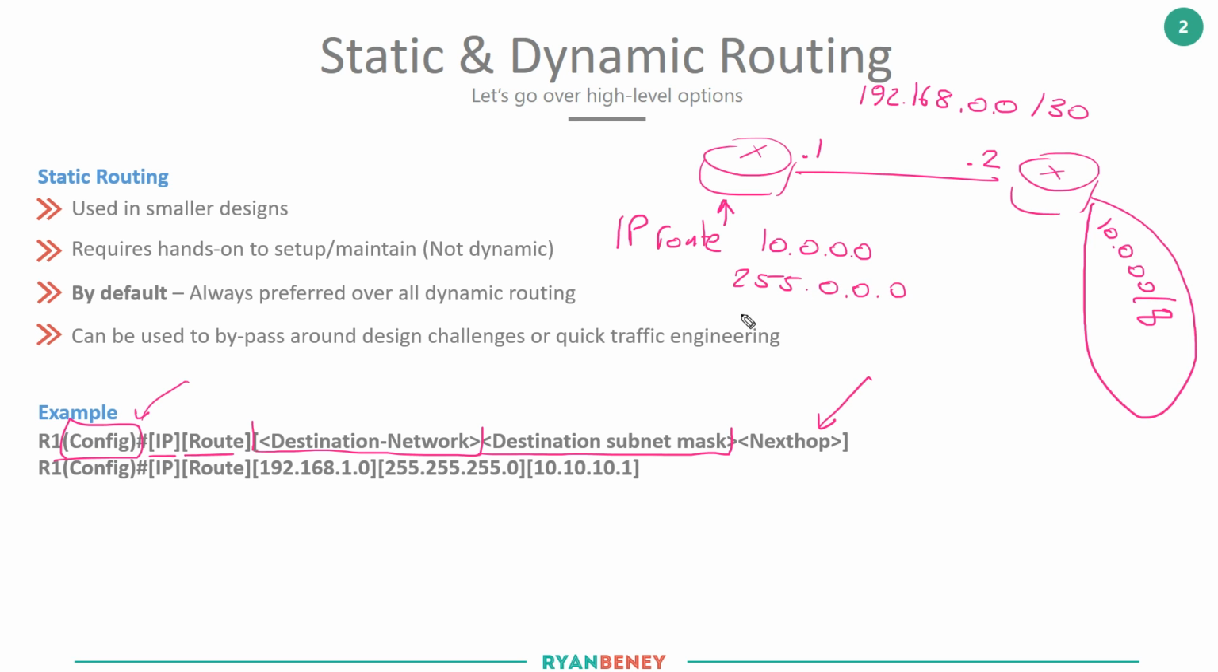10.0.0.0 255.0.0.0 with the next hop of 192.168.0.2. Now notice that we use the remote IP on the link. We do not use our own IP. So that's the first key bit. We have to use the remote IP.